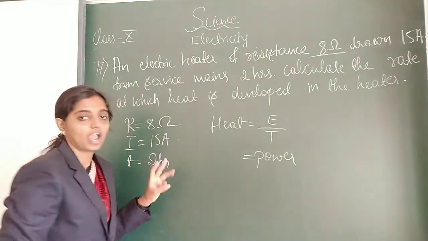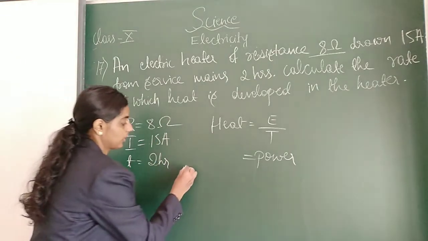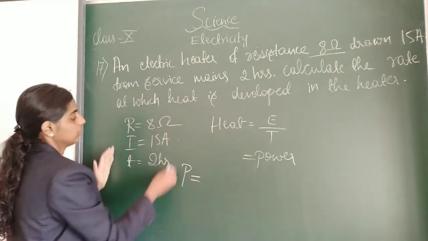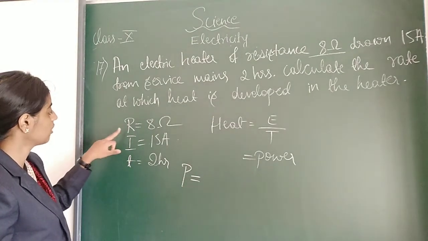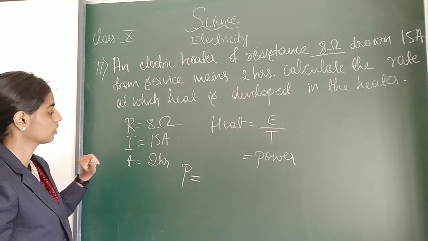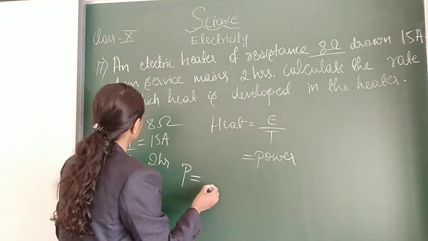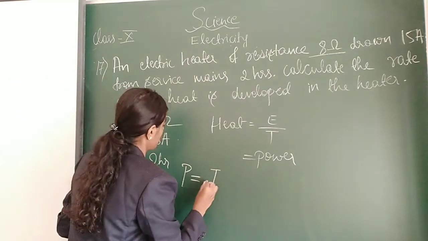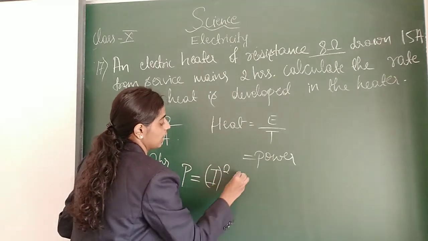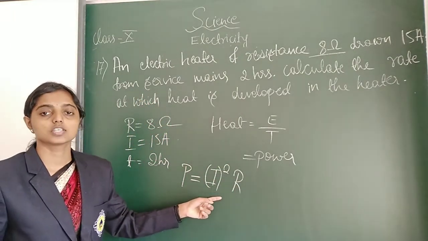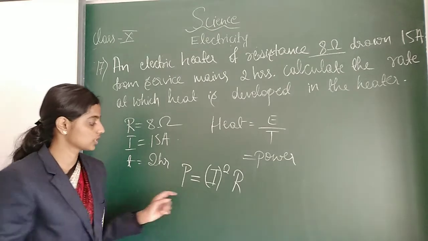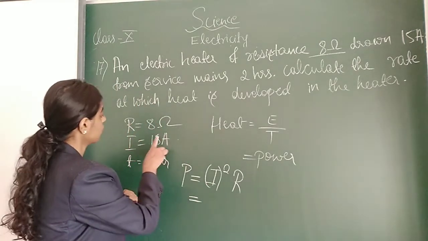So we have 3 equations for power, right? So let us see the given and we can organize our formula. So here we have R and we have I, right? So therefore P is equal to I square into R. We have 3 formulas for P, right? So this is one of them. So this is the formula which we should use here.